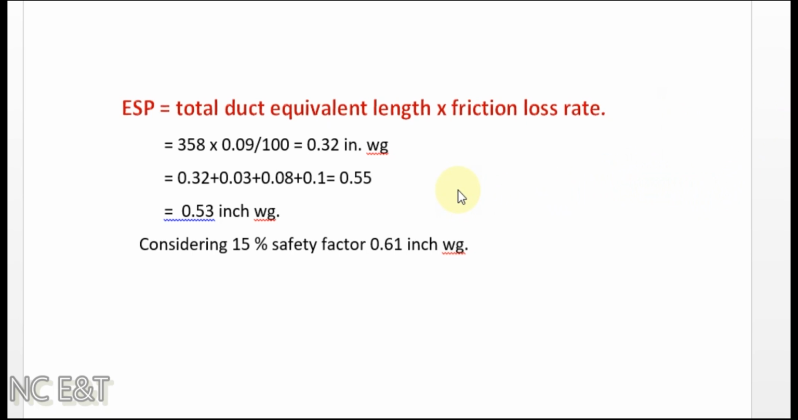After adding the value of friction through volume damper, fire damper and grills, we will get the result ESP equal to 0.53 inch water gauge. Considering a 15% safety factor, then we got the result of ESP equal to 0.6 inch water gauge.